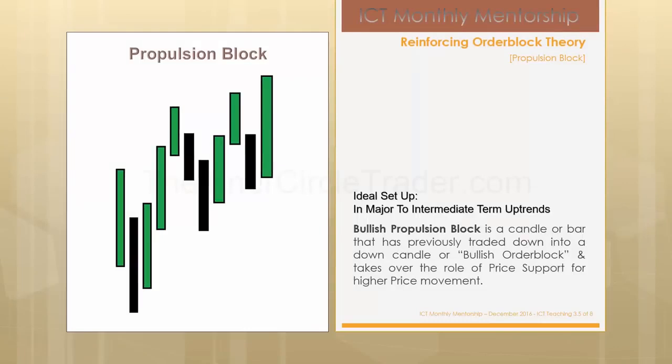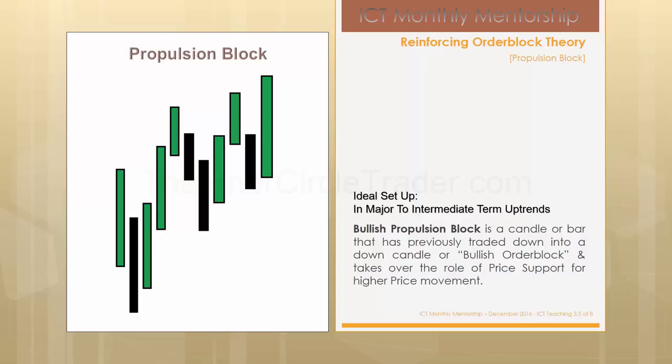Okay, folks, welcome back. We're going to be continuing our discussion on reinforcing order block theory. In this teaching, we're going to talk about propulsion blocks. A propulsion block is a candle or bar that previously traded down into a down candle, or bullish order block, and takes over the role of price support for higher price movement.